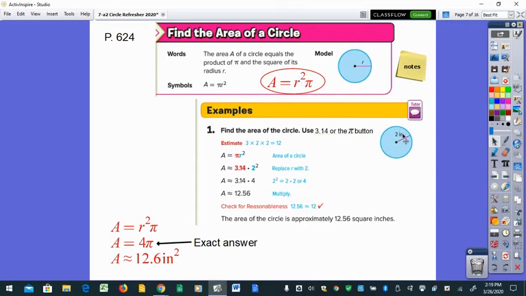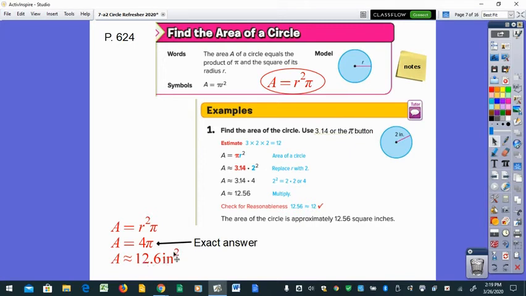So if I look at this circle right here, I notice that I'm given the radius. In the area formula, I need the radius. Circumference, I needed the diameter. So here I'm going to take that 2, which is the radius. I'm going to square it and get 4, and I'm going to write down 4 pi. That's called your exact answer. Now I'm going to take 4 times pi, or 3.14 if I don't have the pi button, and it works out to be 12.6 inches.